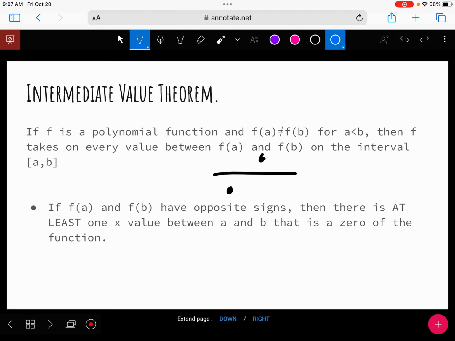If they're both positive, does there have to be a root in between? No. There could be, absolutely, but there doesn't have to be a root. So it's only if one's positive and one's negative that there has to be at least one root in between. If they're both positive, I don't know for sure that there's a root in between the two.